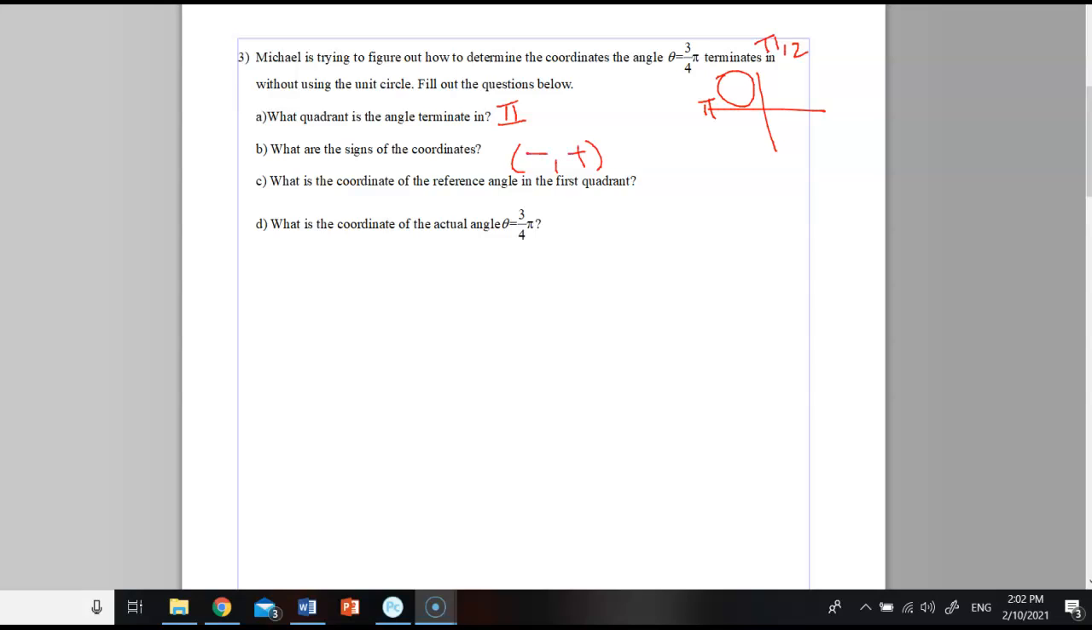What is the coordinate of the reference angle in the first quadrant for this angle? So in order for me to know the reference angle, I look at my denominator, which is 4. So on the first quadrant, 1, 2, 3, it goes pi over 3, pi over 4, pi over 6. The one with the denominator 4 is the reference angle, this one.